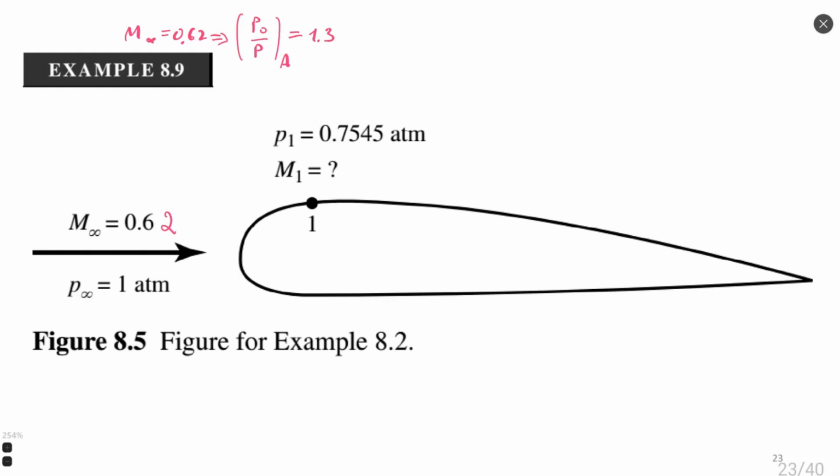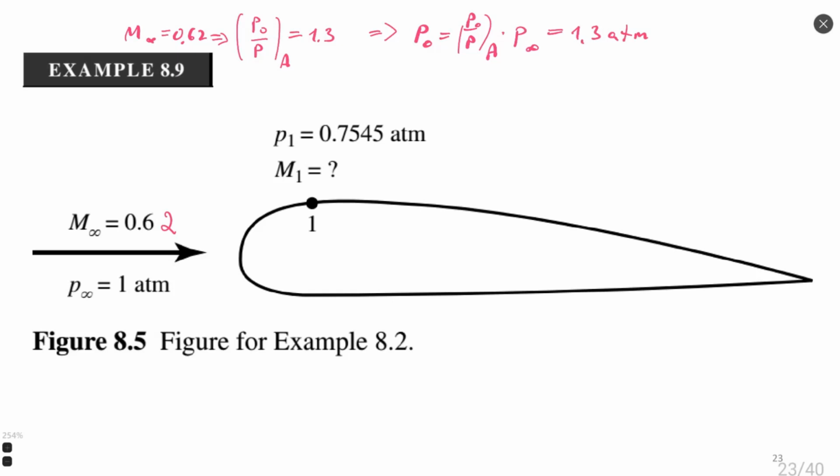From this relation, we calculate stagnation pressure. P0 would be equal to this tabular value, P0 by P from Appendix A, and we will multiply by P infinite. Since P infinite is 1 atmosphere, we have 1.3 atmosphere on stagnation point.